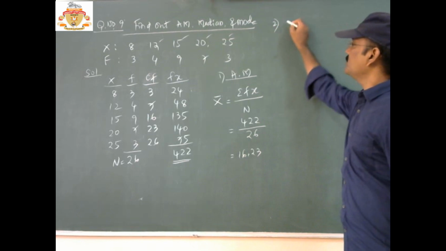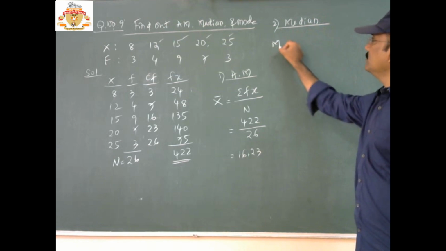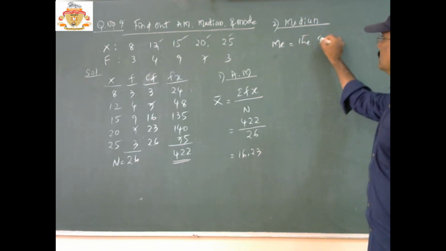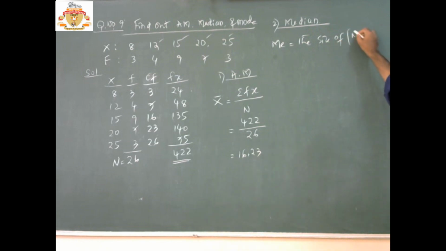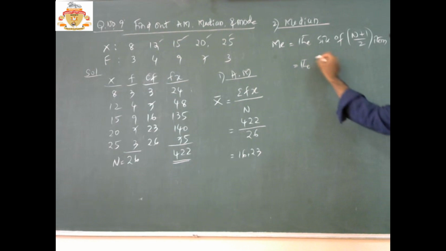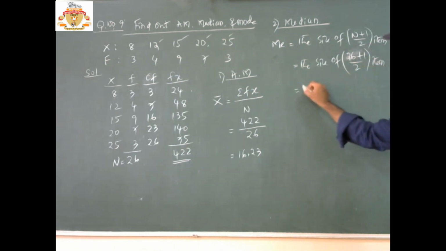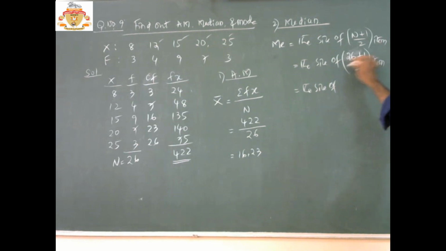Then you find the median now. The median is the size of the (n plus 1) divided by 2 item. Here n is 26. So 26 plus 1 divided by 2 is 13.5.